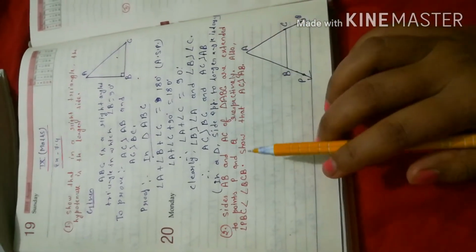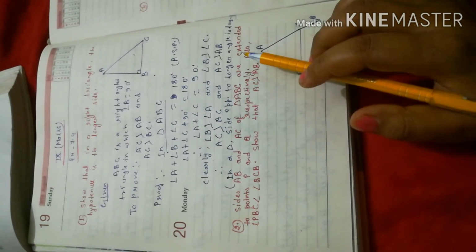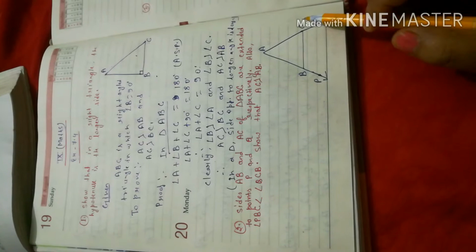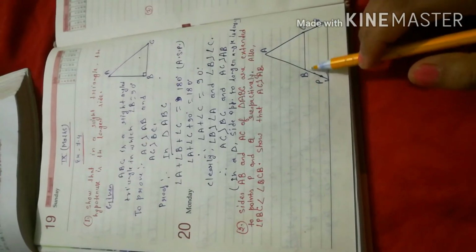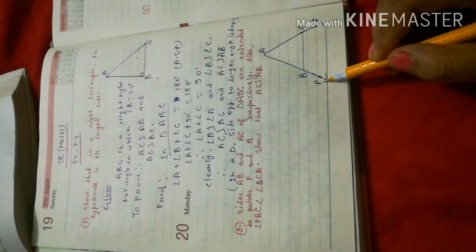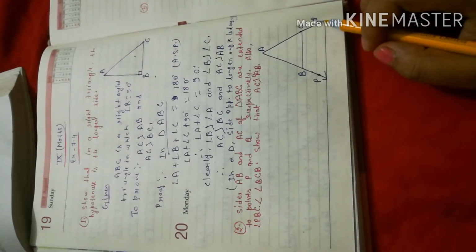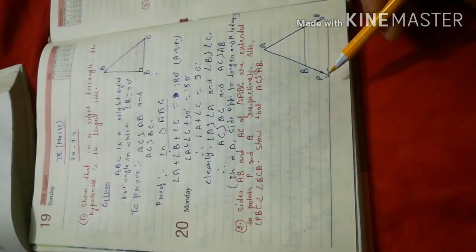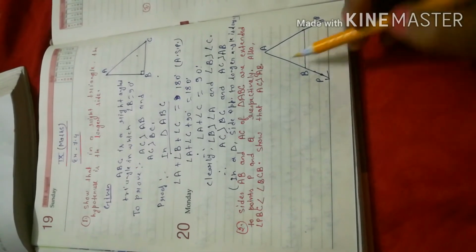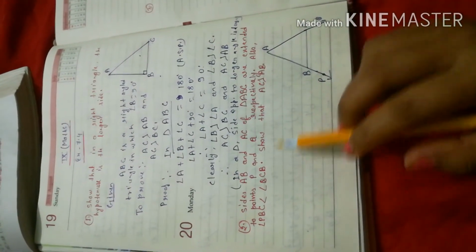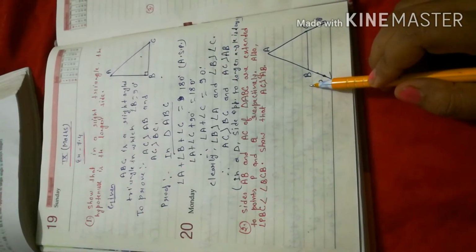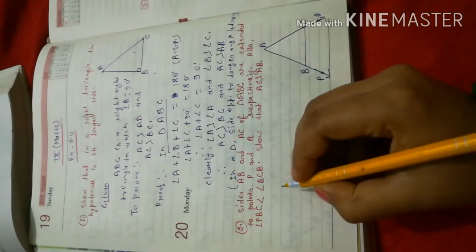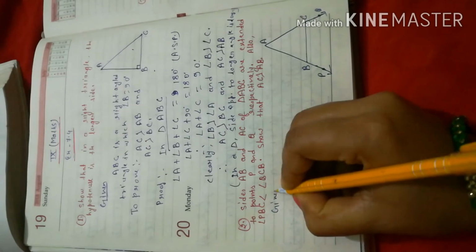Our next question is: sides AB and AC of a triangle are extended to points P and Q respectively. Here you can see ABC is a triangle in which side AB is extended to the point P and side AC is extended to the point Q. Given angle PBC is less than angle QCB, then we have to prove AC is greater than AB. At first we will write the given part.